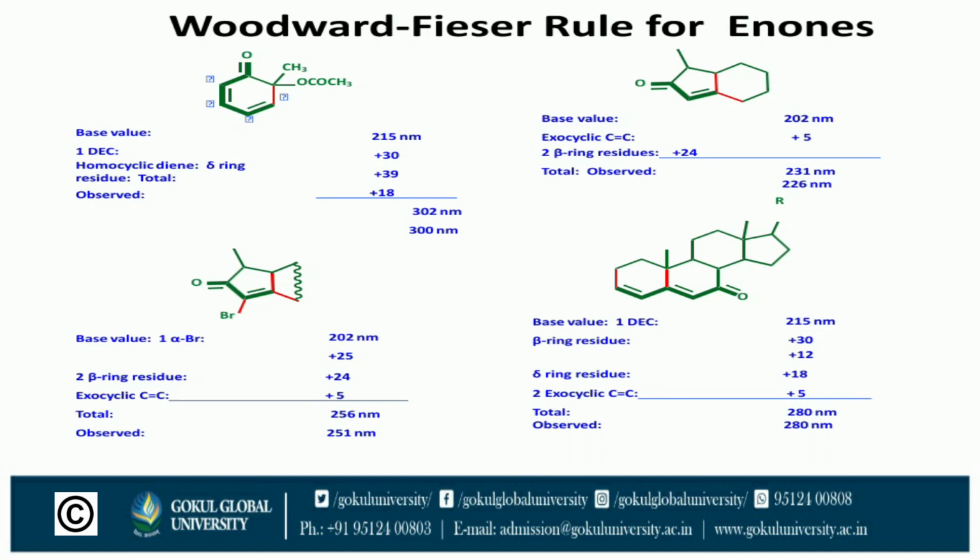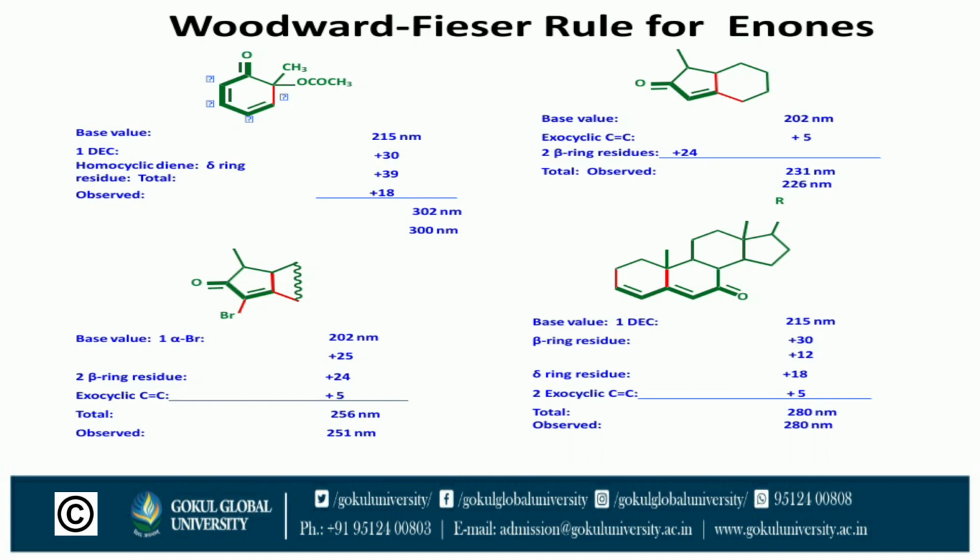In the second example, base value is 202 nanometer, exocyclic C=C present here, then the value is plus 5. 2 beta position ring residues, then the value is plus 24, then the total value is 231 and the observed value is 226 nanometer.